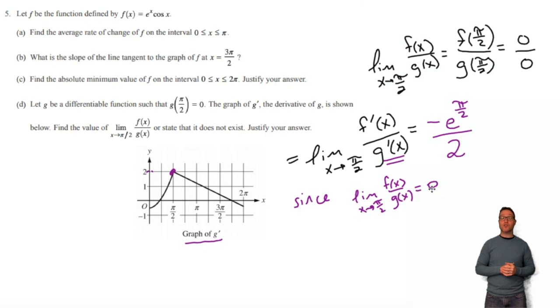Now, go ahead and check out the scoring guidelines for 2018, number 5, and see how many points you would have gotten.